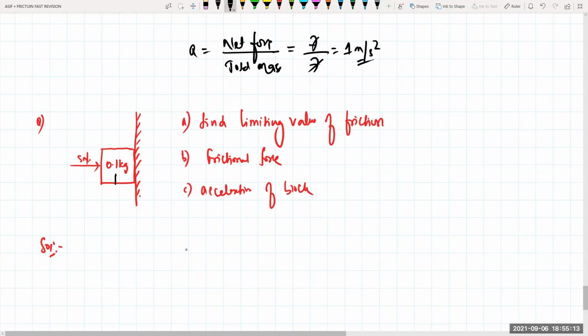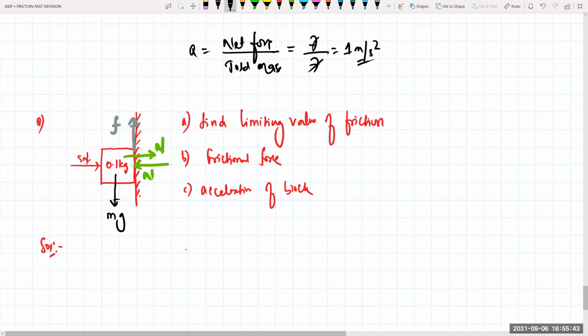Weight is in the downward direction, mg, equal to M into G. Normal will be here due to the wall. So this is exerting in this direction and this will exert in this direction. Frictional force will be in the upward direction. This will be the frictional force. Normal is always with the contact surface, which here is vertical.